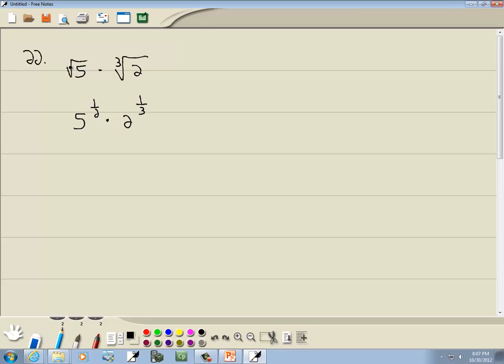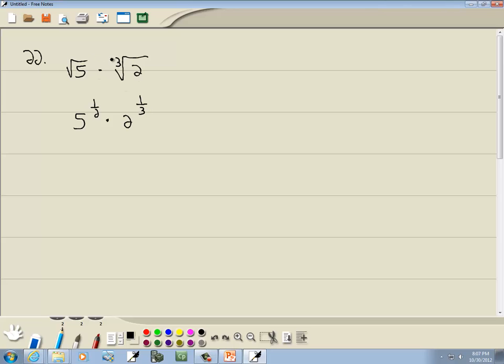Whatever number's in this little slot right here, that's called your index. Since there is no number here, it's by default 2. It's a square root, so we put a 2 here. And then we put a 1 up on top. Now in this one, this was the cube root. So the number in the little slot here, our index, is 3. So that's why we put a 3 in the denominator. And then it's by default 1. Now think what I've just said. The index is what goes in your denominator.